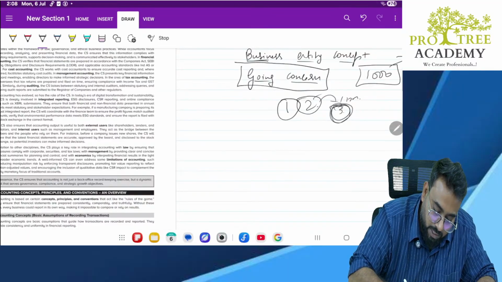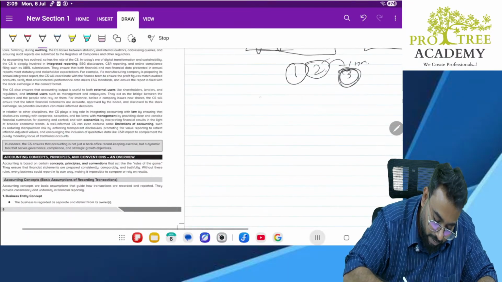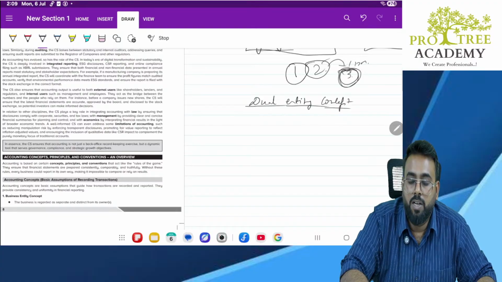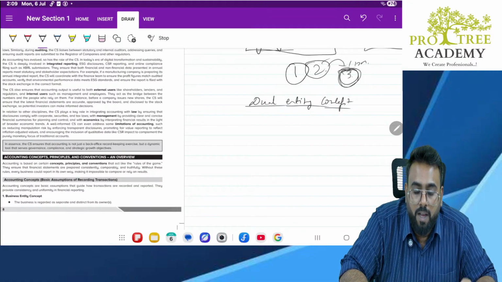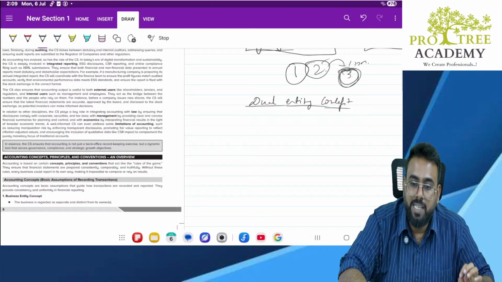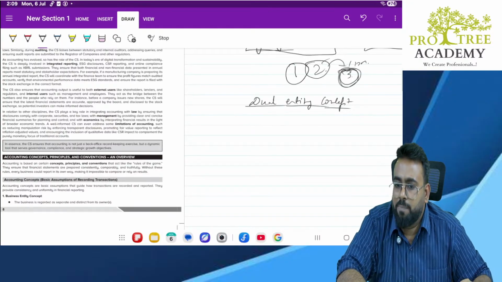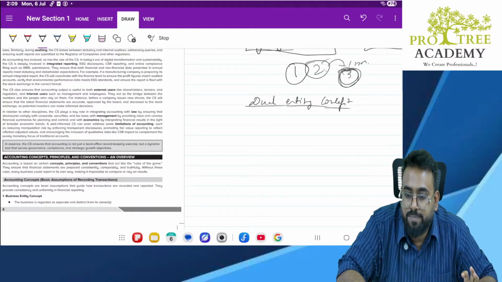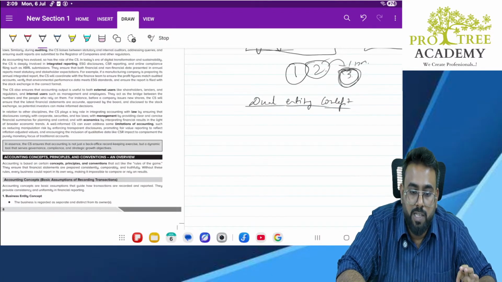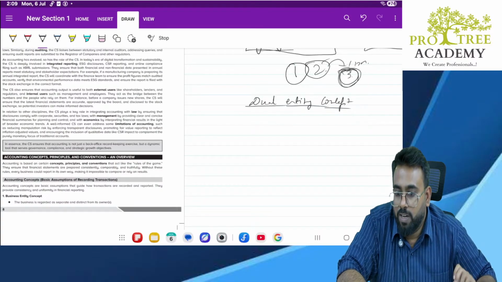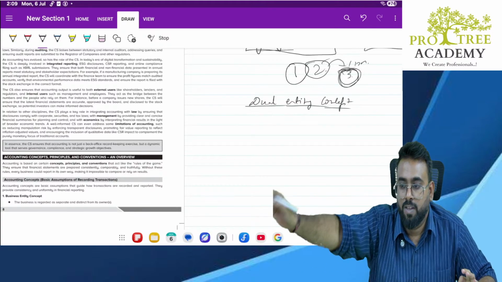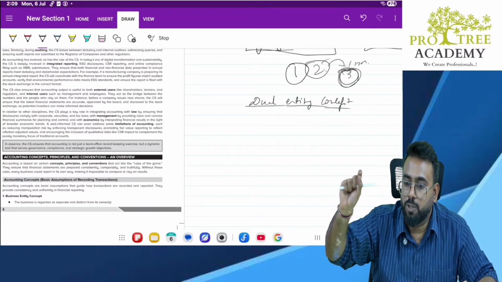So we saw the business entity concept. Now we saw the going concern concept. Next, what we'll see? Dual entity concept. Now, what is this dual entity concept? Understand carefully. Whenever any transaction happens, there are always two legs to the transaction, just like human beings. Correct? Sir, how is that possible? Can you explain? Yes. Say for example, I sold goods worth 1000 rupees for cash. Now look at the statement.